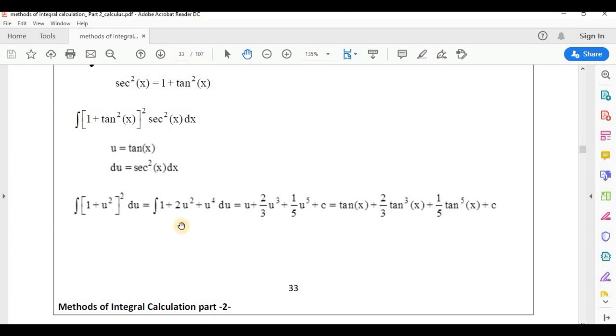Now the integral becomes easy to solve. We just increase 1 in the exponent and divide by the new exponent, and we will have this result. The last step, we will put the integral in terms of x, and we will get the final result. Plus, don't forget the constant c.